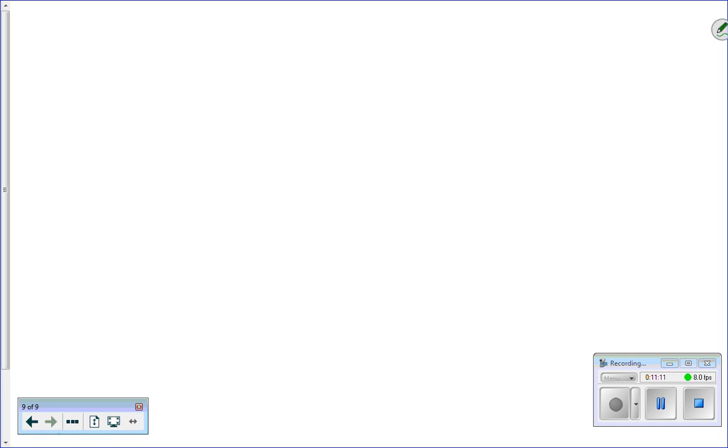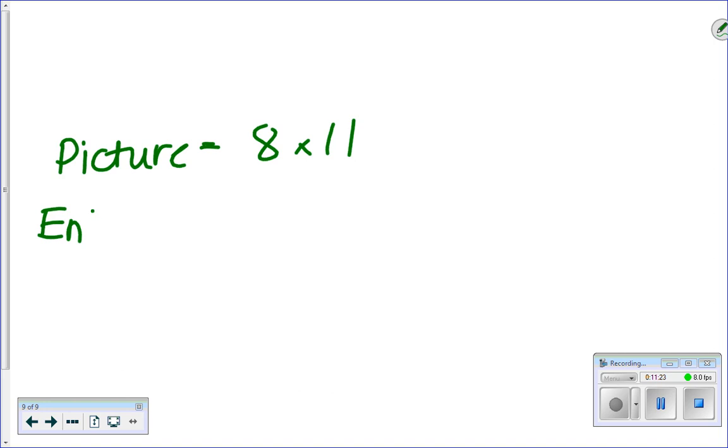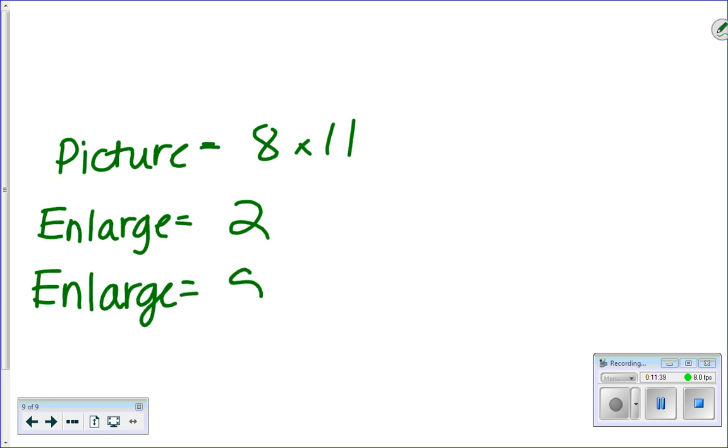Okay, so let's say you have a picture. There's a few like this on your homework today. Your picture is 8 by 11 inches. Let's say you want to enlarge it a little bit for a frame by a scale factor of 2. And then you want to project it on the wall, so you want to enlarge it again by 5. Now, my question to you is, what are the new dimensions of this picture?